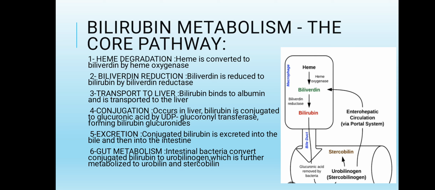The fifth step of bilirubin metabolism is excretion. In this step, conjugated bilirubin is excreted into the bile and then into the intestine. The last step is gut metabolism, which occurs in the intestine and plays a crucial role in eliminating bilirubin from the body. In this step, intestinal bacteria convert conjugated bilirubin to urobilinogen, which is further metabolized to urobilin and stercobilin.